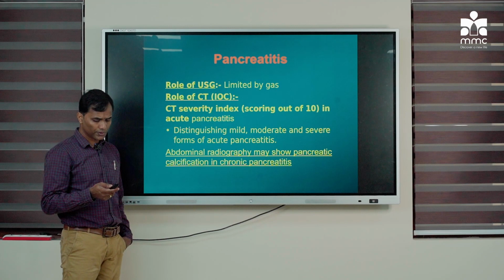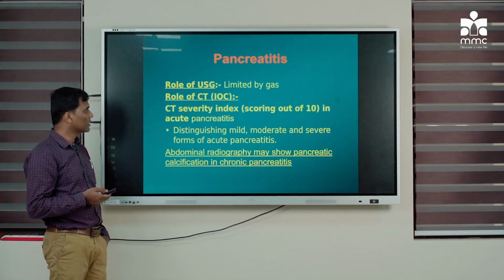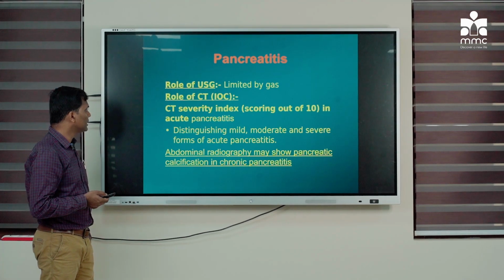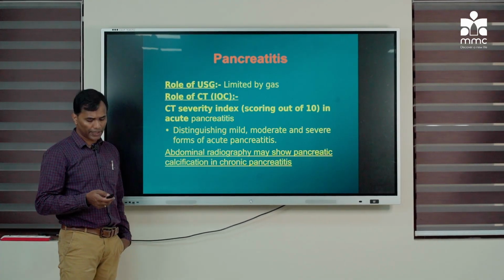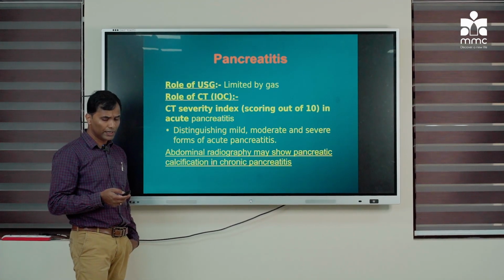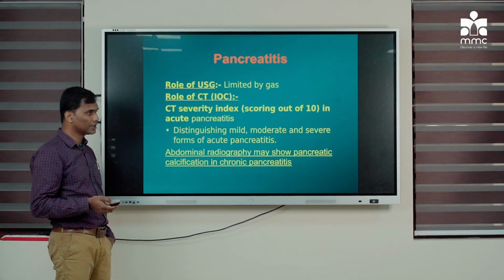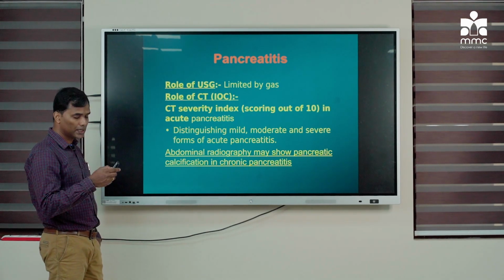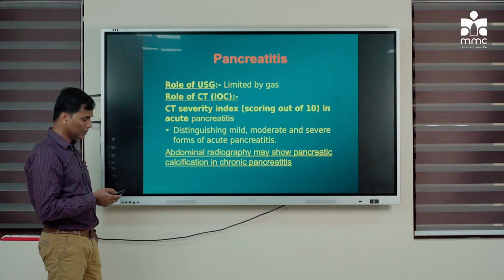CT will show pancreas and pancreatic abnormalities better. So it is important to grade the severity of the pancreatitis on CT, on contrast CT. Ideally it should be done 72 hours after the onset of patient symptoms to look for necrosis. If you do it early, you may miss the necrotic component.